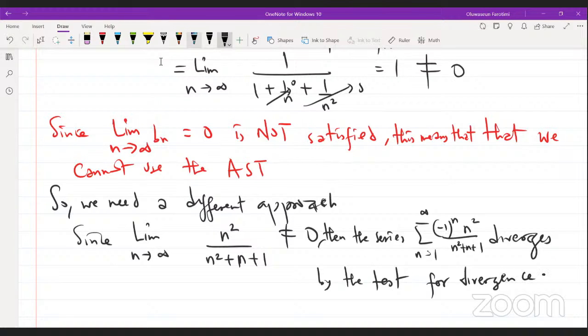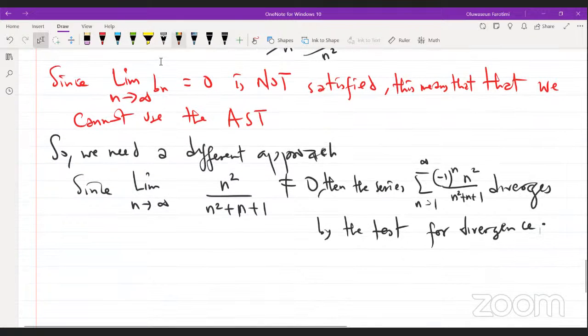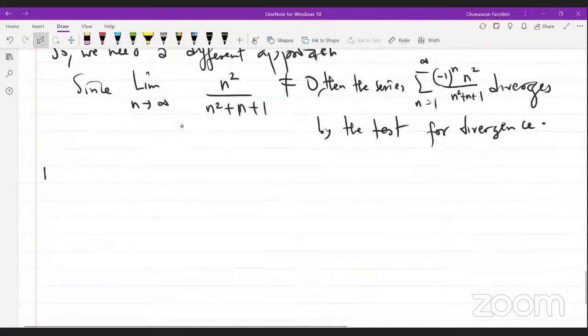Let me remind you, what does the test for divergence tell us? It tells us that when the limit of that an, or in this case now bn, is different from 0, then the series diverges. Nice. So I'm just going to leave you guys with one more example and conclude this part.